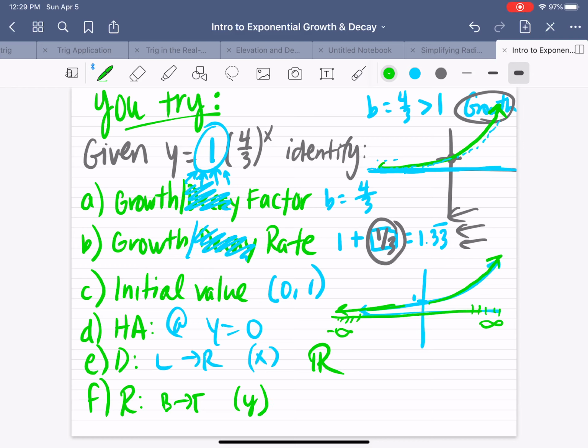Now the range. So remember, bottom to top, looking at the y values. Earlier we said that the lowest y value, or the HA, is 0. Then the graph goes up, approaching positive infinity. So in other words, everything bigger than 0.